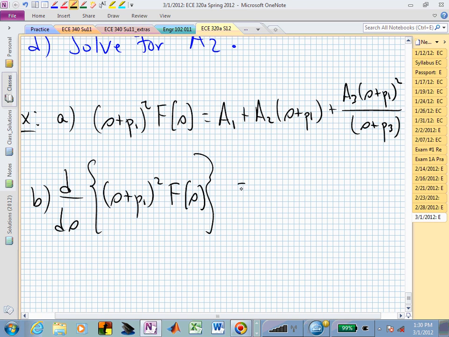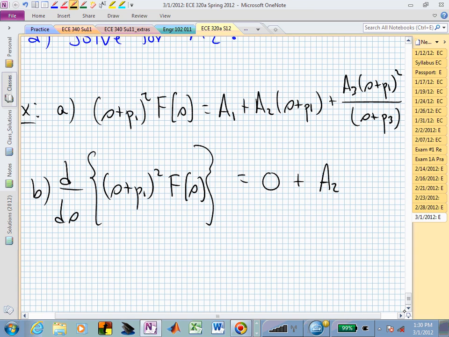What happens when we differentiate a sub 1 with respect to s? That's why we're doing this, so that gets eliminated. It's a constant. We differentiate with respect to s, that's going to be gone. What happens when we differentiate the next term with respect to s? Now a sub 2 falls out.